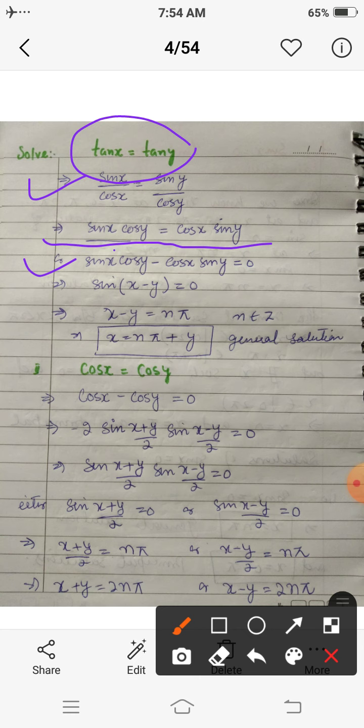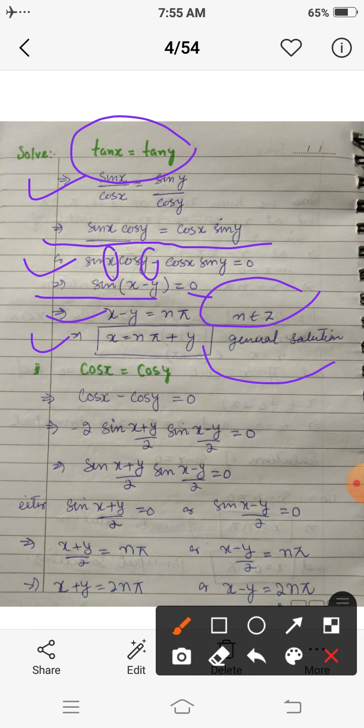Now if we put x to be a, y to be b, it is sin a cos b minus cos a sin b, which is simply sin(x minus y). So sin(x minus y) equals 0, because sin(x minus y) is sin x cos y minus cos x sin y. You also know that sin a is 0 if and only if a equals n pi. So here x minus y is n pi, where n belongs to the integers, because sine is 0 at n pi values. Hence x equals n pi plus y. So this means that x equals n pi plus y is the general solution.